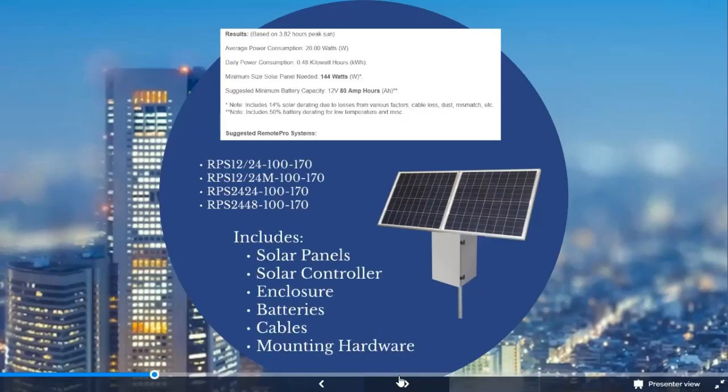And all of our RemotePro systems include the solar panels, solar controller, the enclosure to house all the batteries and equipment, does include the batteries and all of the cables and mounting hardware needed to connect the batteries and panels through the solar controller. The only thing that you're providing in this application would be obviously the equipment, the pole that you're mounting to, and the Cat5 cable that's going to your equipment from the switch.